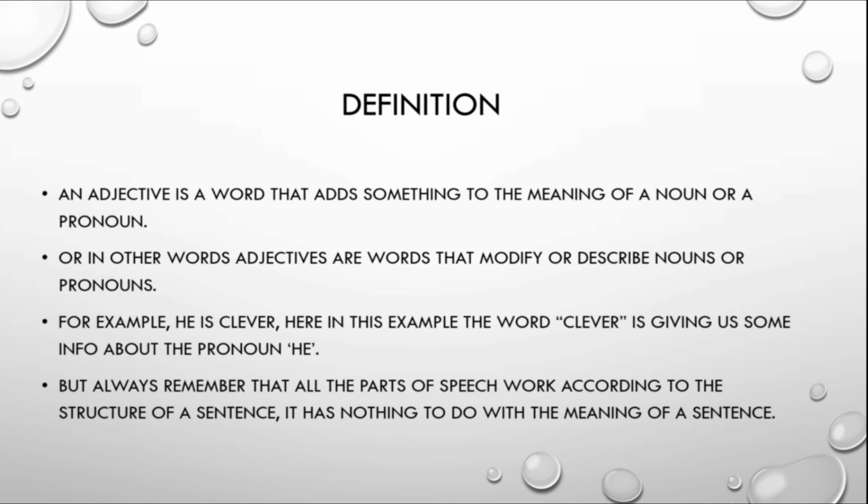Or if you say that I have 10,000 rupees. So rupees is a noun and 10,000 is what? It is the quantity that you have. So it is telling us about the quantity of that very noun. So these are all adjectives. Okay, so any word which gives us some information about the noun or the pronoun is known as an adjective.